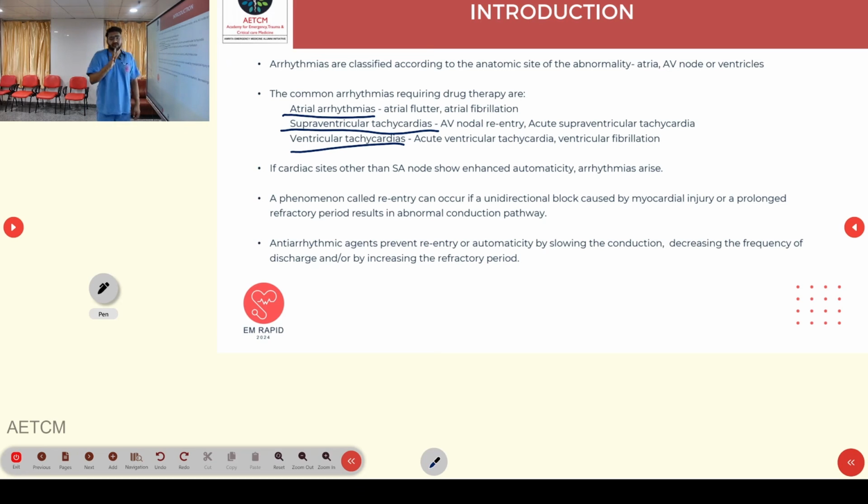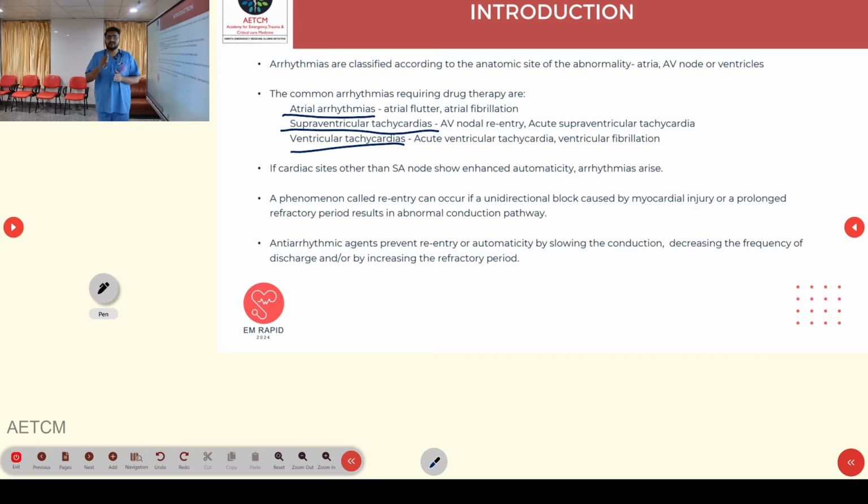If the electrical activity comes from any site other than the SA node, then arrhythmias arise. That is to say, the automaticity arises from a different site other than the SA node. That is one of the mechanisms for the cause of these arrhythmias.